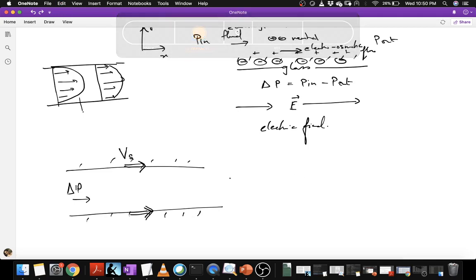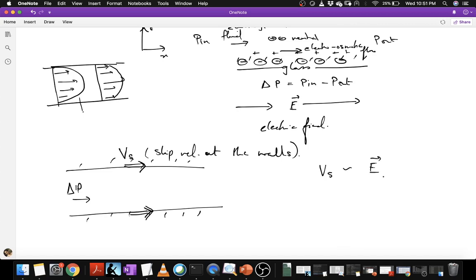So maybe we write the boundary conditions after writing down the equations. So I'll just write this in words. So we have Vs, a slip velocity at the walls. Now it has been shown that this slip velocity boundary condition is called the Helmholtz-Smoluchowski slip, and it can be shown to vary with the strength of the applied electric field and inversely with the viscosity of the fluid mu.